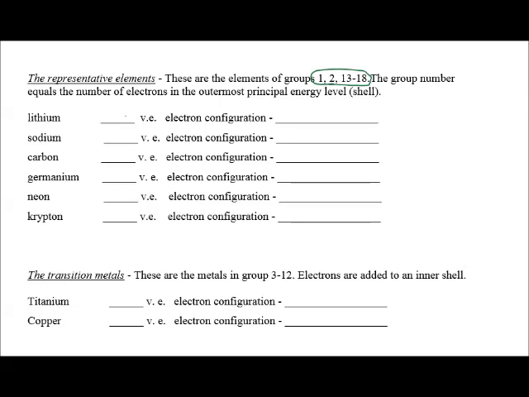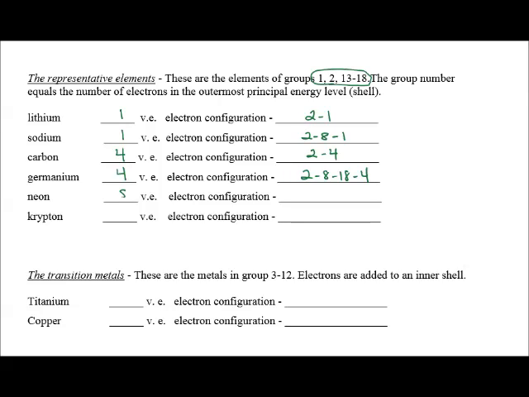So lithium, group 1, has 1 valence electron, and its electron configuration is 2-1. You should check these out. Sodium also has 1 valence electron. It's also found in group 1. Its configuration is 2-8-1. So it has 1 valence electron and 10 electrons found in the kernel. Carbon has 4 valence electrons, like germanium. They're both found in group 14. Carbon is 2-4. Germanium, you should look, is 2-8-18-4. So they each have 4 valence electrons.